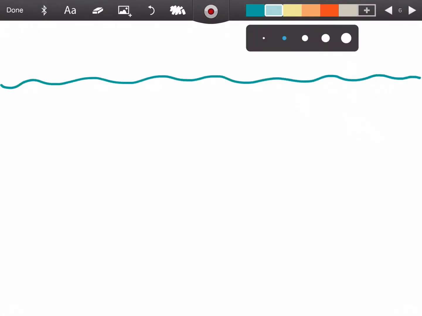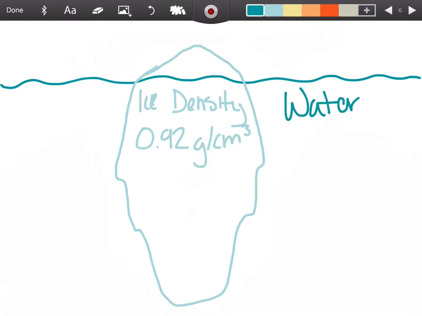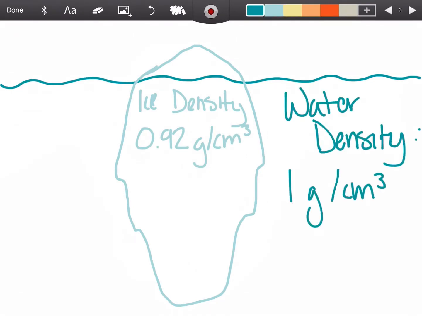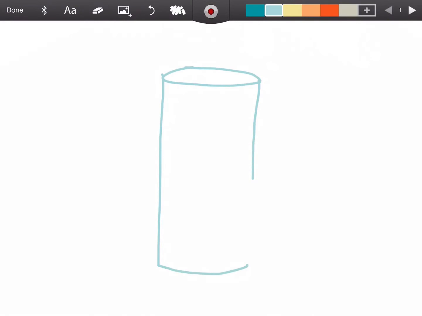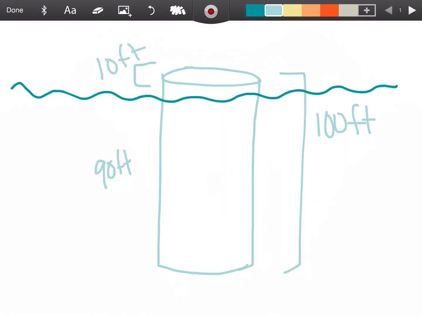Let's think about this in terms of a floating iceberg. People say that 90% of an iceberg is hidden below the surface of the water. The reason it floats just a little bit is that the ice is only slightly less dense than water. Imagine there was an iceberg that was perfectly cylindric and was exactly 100 feet tall. 10 feet are above the water, and 90 feet are below.